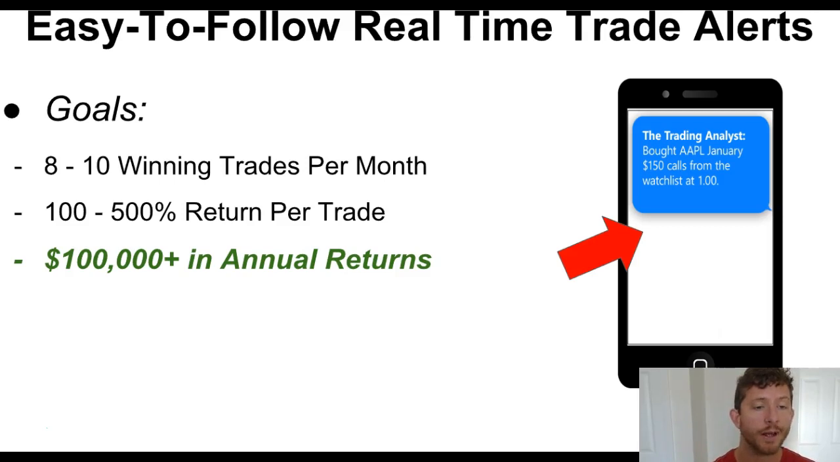Our next goal here is 100% to 500% returns per each trade. We trade mostly options, and that's how we're able to achieve gains like this. The next goal here is $100,000 in annual returns, and that number is very realistic when you're making the kinds of trades that we're making with options on a regular basis.